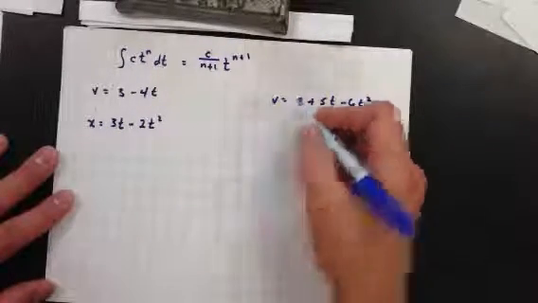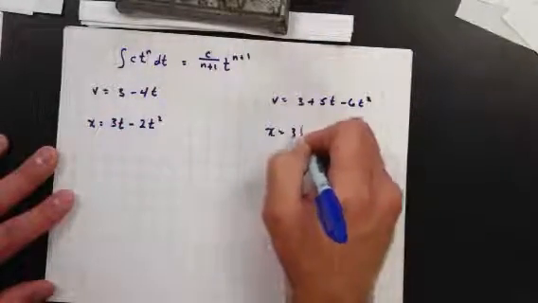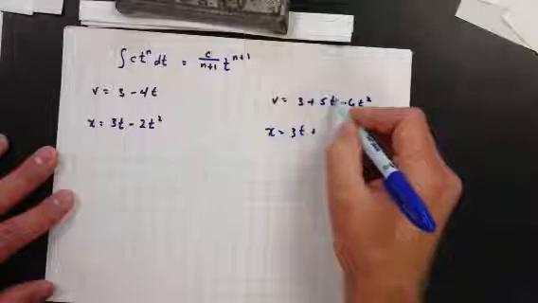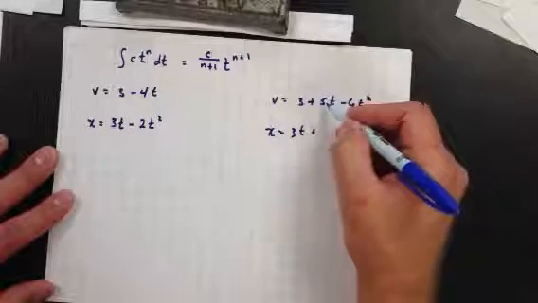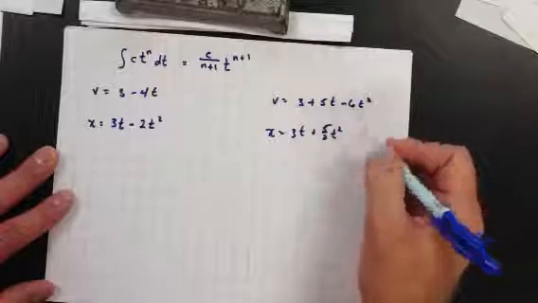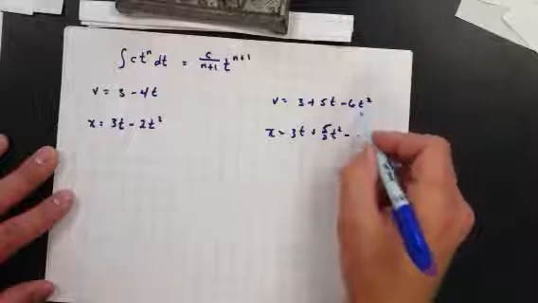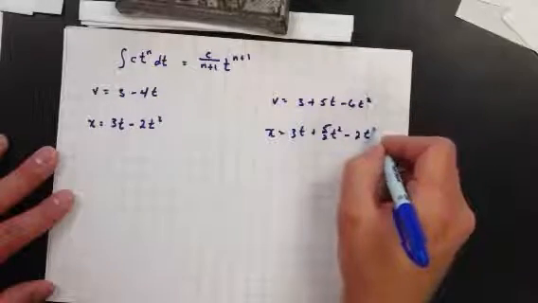Okay, let's look over here again. 3t, okay, position is 3t plus, so that's going to turn to t squared, and we have to divide that, so it's 5 divided by 2, t squared. This is going to turn to t cubed, okay, minus 6 divided by 3, which is 2, t cubed.